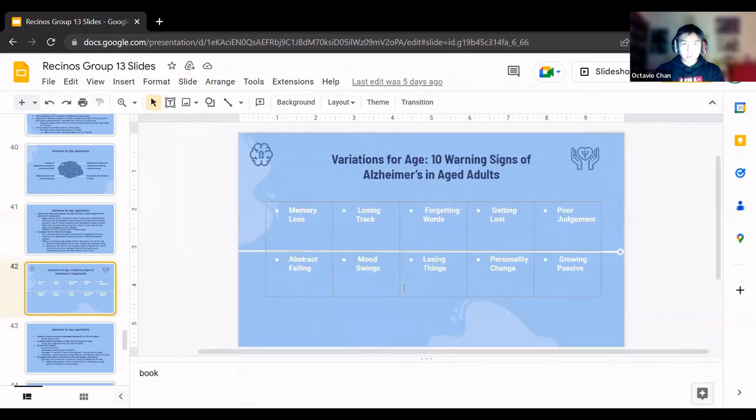10 warning signs of Alzheimer's in aged adults are memory loss, losing track, forgetting words, getting lost, poor judgment, abstract thinking failing, mood swings, losing things, personality change, and growing passive.